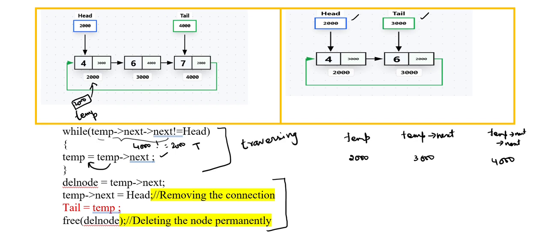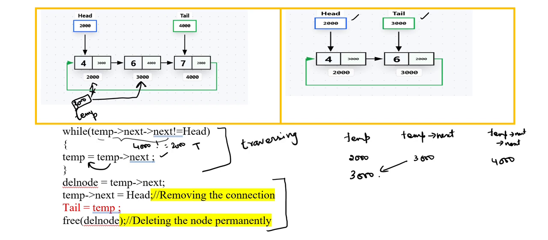What do I have to do? Assign temp of next to temp. Who is temp of next? 3000. It is assigned here. Now currently the temp value is 3000. So this link will be disconnected, and it creates a link here. I came here.